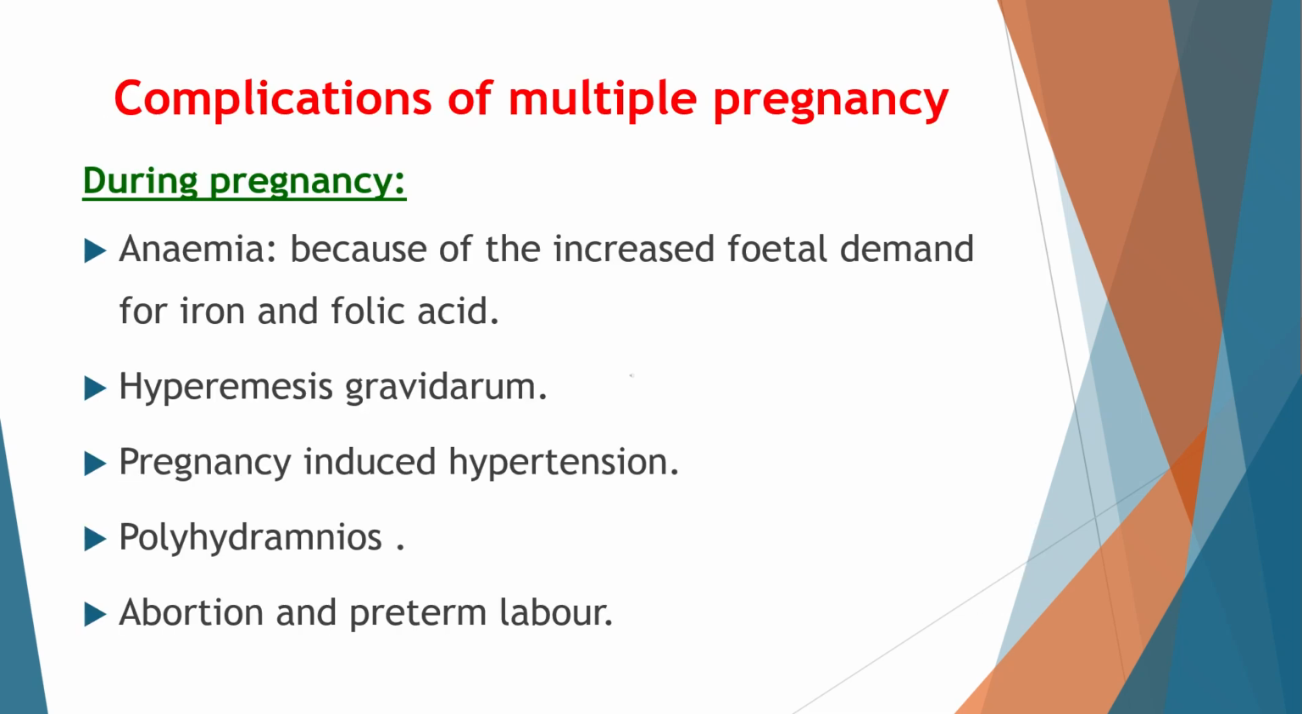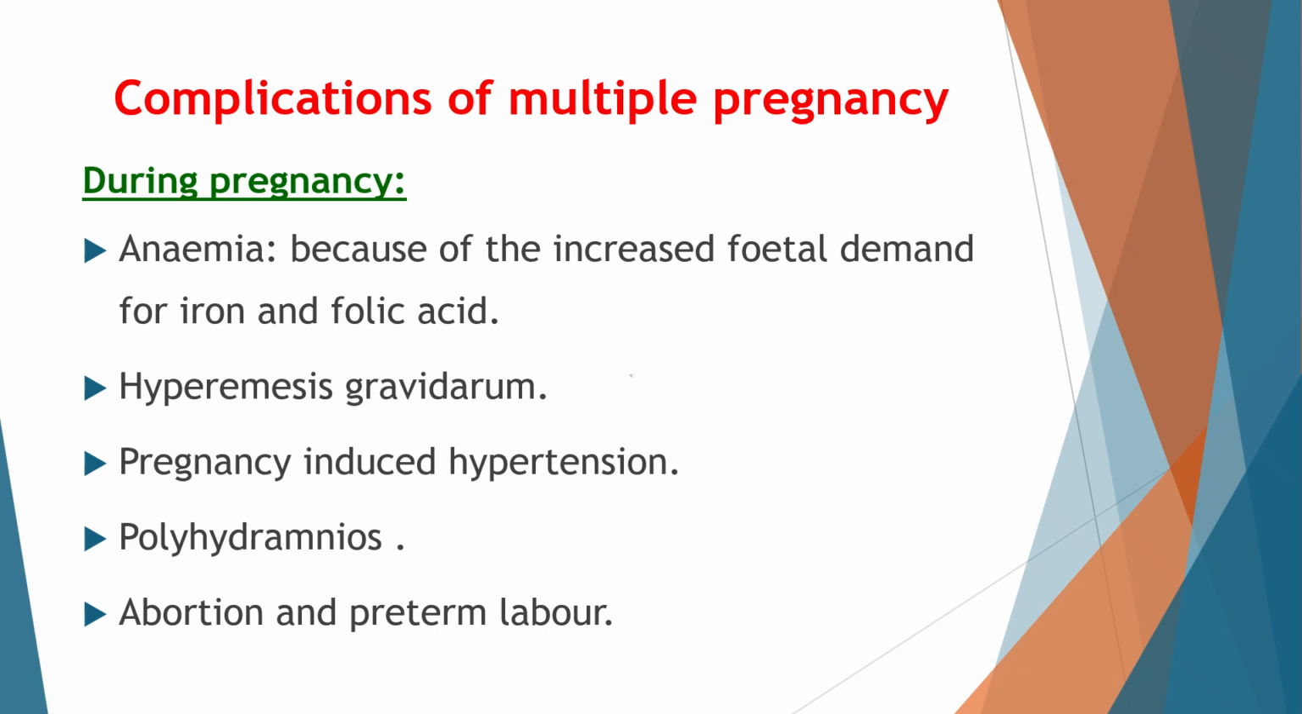Now let's discuss the complications that can occur during pregnancy in women with multiple gestation. Because more than one fetus is growing, the nutritional demand on the mother increases, which often leads to anemia due to increased requirements for iron and folic acid. Severe nausea and vomiting, known as hyperemesis gravidarum, is also more common because of higher hormone levels.